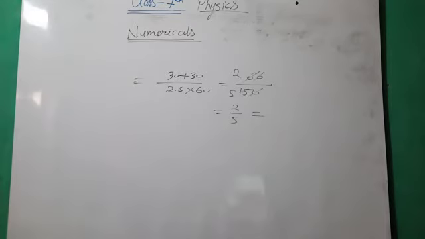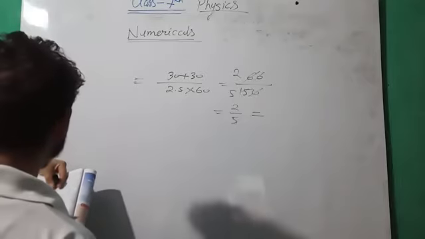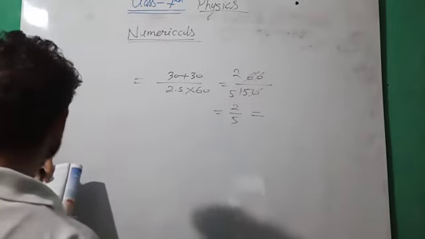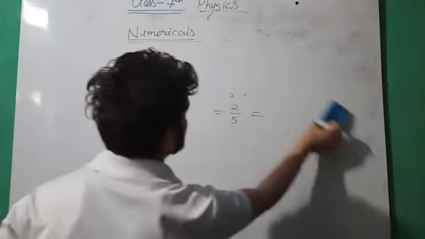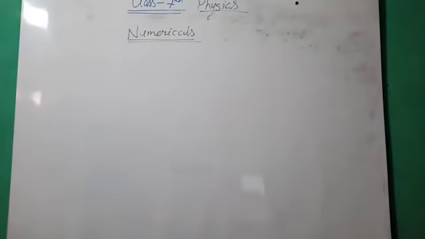Next, question number 5. A cyclist travels a distance of 1 kilometer in the first hour, 0.5 kilometer in the second hour, and 0.3 kilometer in the third hour. Find the average speed of the cyclist. If the question asks about the type of motion, then again it is non-uniform motion, because in the first hour he travels 1 kilometer, in the second hour 0.5, meaning non-equal distance in equal intervals of time. So we have to find the average speed of the cyclist.